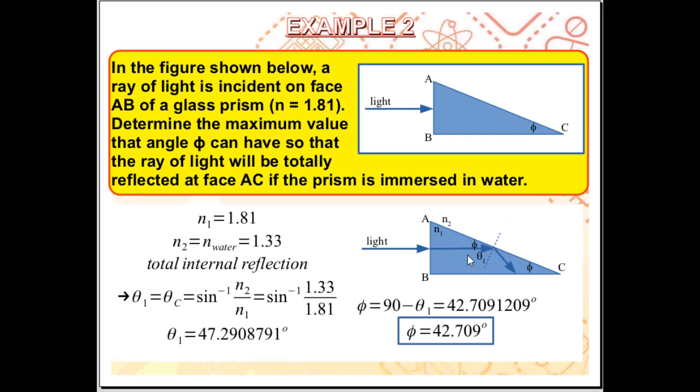This situation, you will recall, is known as total internal reflection, wherein the angle of incidence, so get the line normal to the face AC, you have angle of incidence theta 1, wherein for total internal reflection to happen, theta 1 must be equal to the critical angle. So theta 1 must be the critical angle.